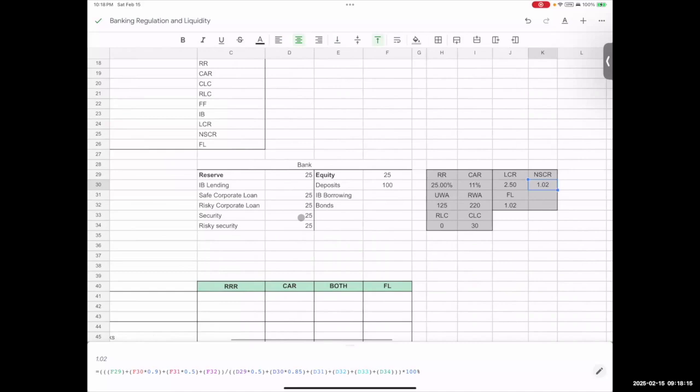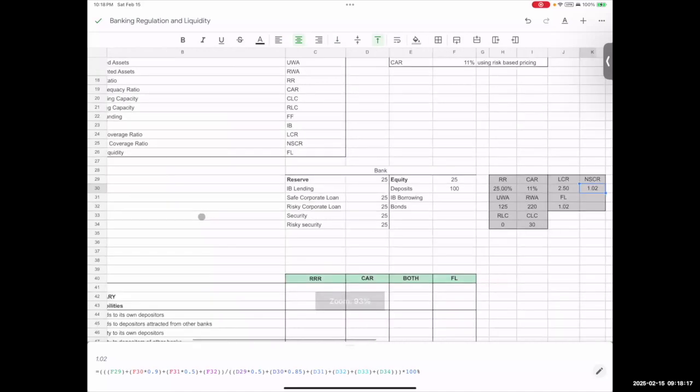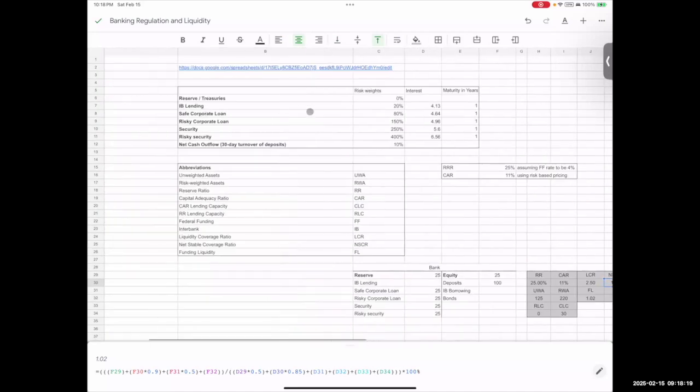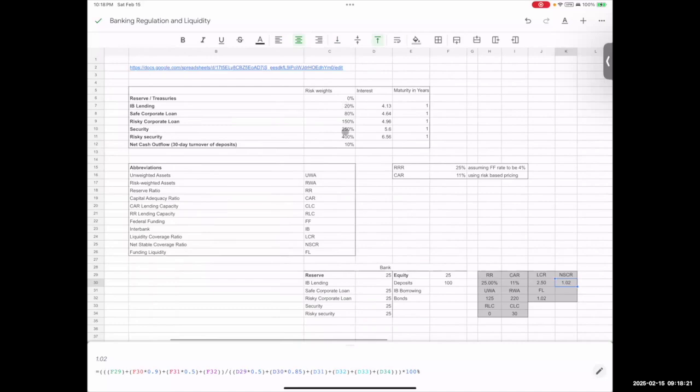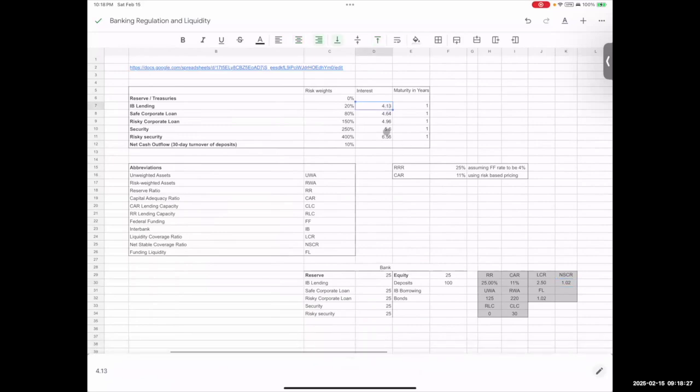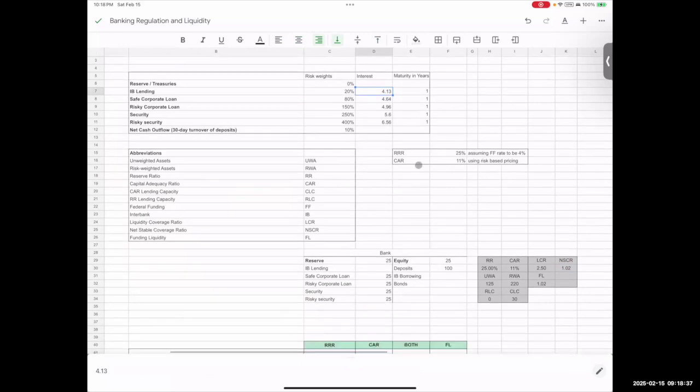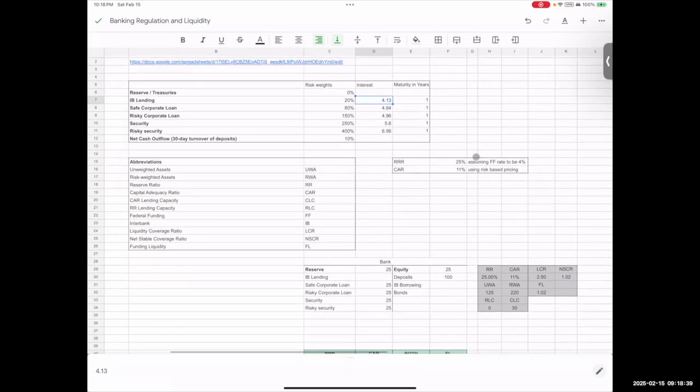So okay. And then just to give you a little bit more context, we have risk weights for these assets here, and we have interest on them. Typically, that would be priced into them. We didn't want to make this very complicated, so we assumed the same maturity. Obviously, not very realistic, but anyway, it's fine.